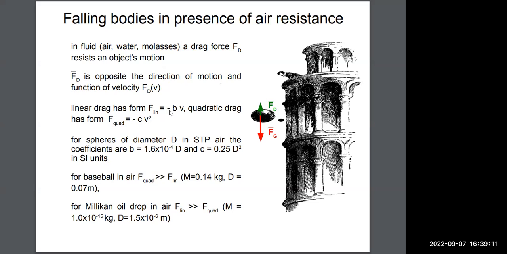So in general, the calculation of the coefficients, the B and the C for the linear and the quadratic drag forces, is quite complicated. In the particular case of falling spheres, it's somewhat simpler to calculate those coefficients. So for a sphere of some diameter, some mass, falling through air at standard temperature and pressure, there are these little expressions here: this one for the coefficient of the linear drag force, and this one over here on the right for the coefficient of the quadratic drag force. The D here is the diameter of the falling object, and the numbers are evaluated for objects falling through air at standard temperature and pressure.